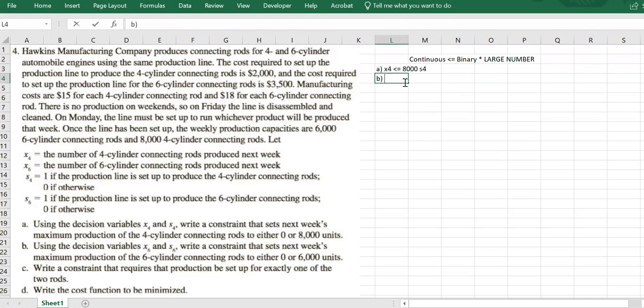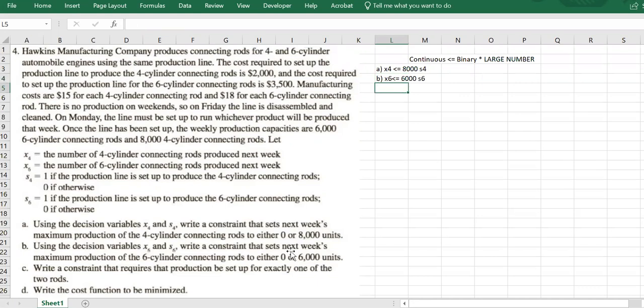For part B, same thing, except that we're doing it for 6-cylinder and the maximum capacity is 6,000. So X6 is less than or equal to 6,000 times S6.